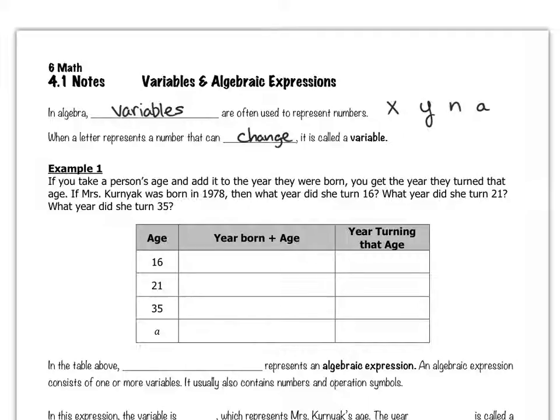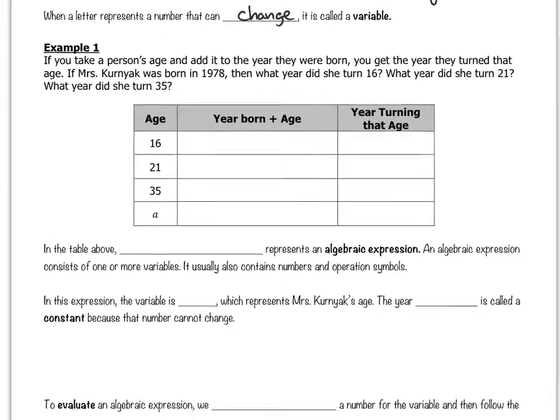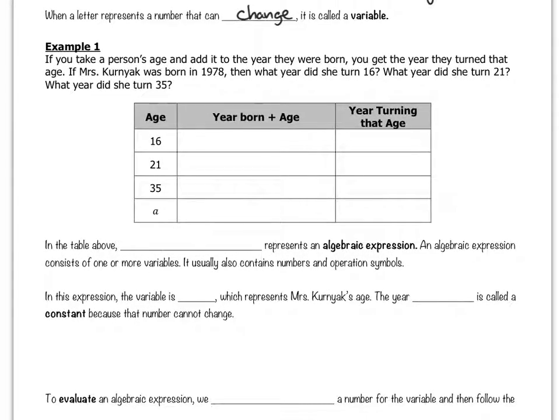So let's take an example. Suppose we have a person's age and we want to add it to the year they are born. Well, if you add a person's age to the year that they were born, you get as an answer the year that they turned that age. For instance, if Mrs. Kerniak was born in 1978, then what year did she turn 16? Well, we can use this table down here to help us figure out the year that she turned 16. We know that Mrs. Kerniak was born in 1978.